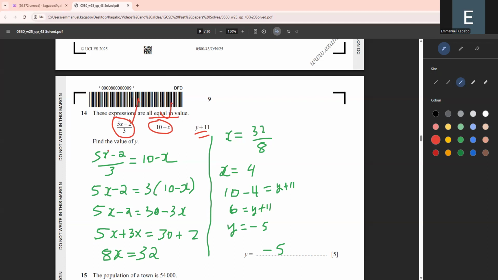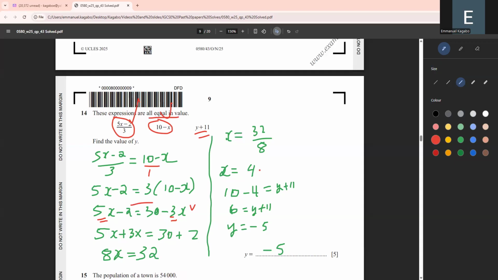So 5x minus 2 over 3 equals 10 minus x. Now, the next step, this is over 1, cross multiply. So you get 5x minus 2 equals 3 bracket 10 minus x. Open the bracket: 3 times 10 is 30, and 3 times minus x gives minus 3x. The next step is collecting like terms. This is 5x and this is minus 3x. When I bring it to the other side, it will be plus. And this is minus 2; when it goes to the other side, it will be plus. So that means I'll get 8x equals 32.